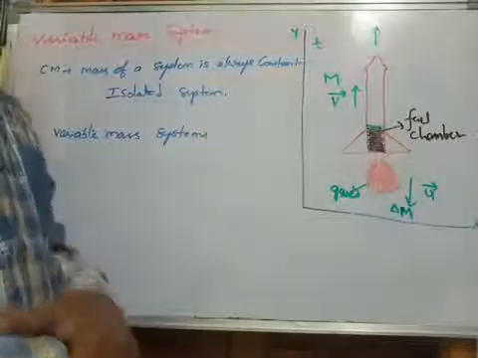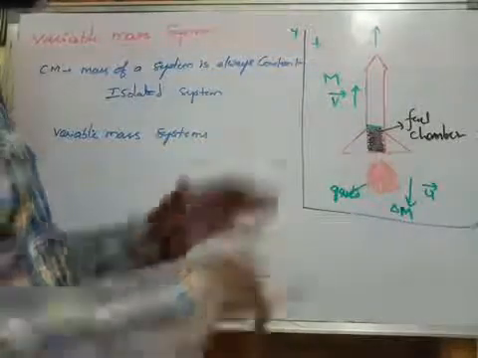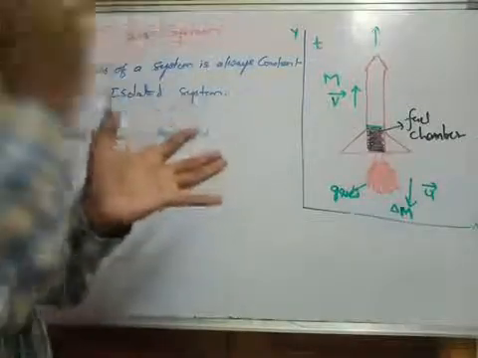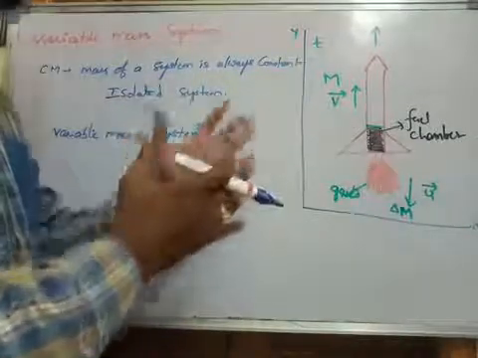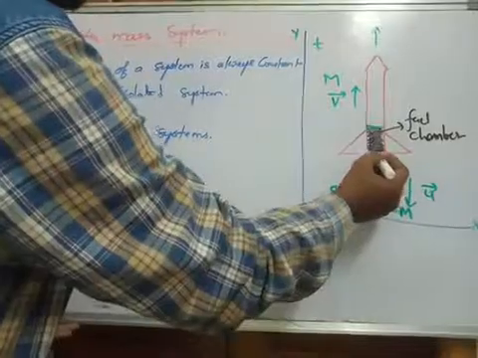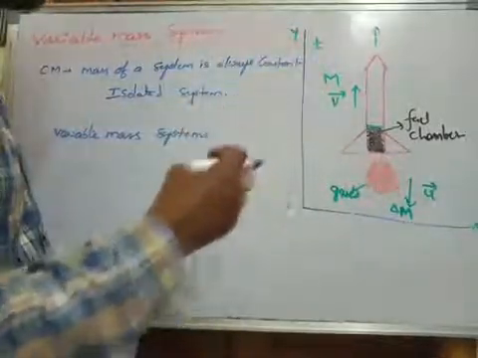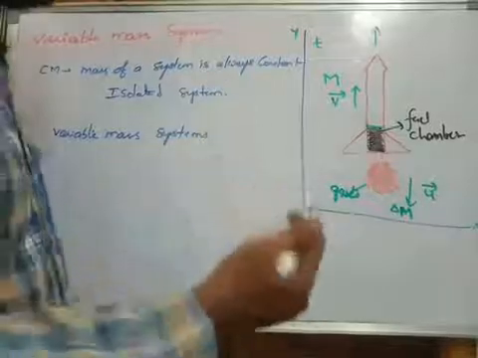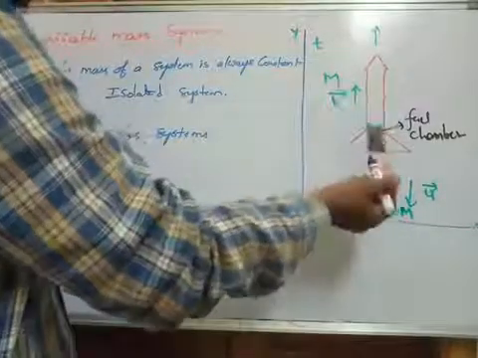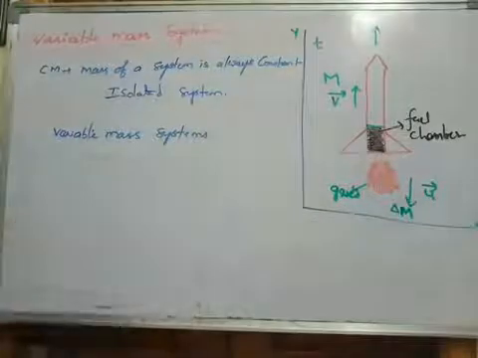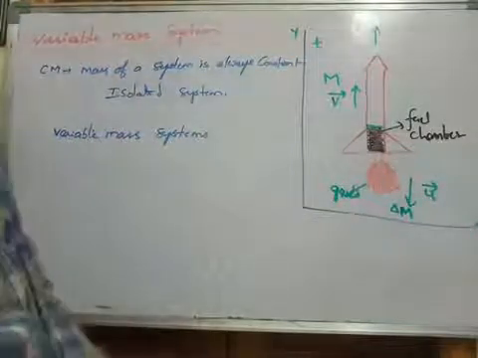So when the fuel burns, what happens? The burning fuel produces combustion gases. The gases come out through the nozzle from here with high pressure. As a result, they impart momentum to the rocket and the rocket moves in the forward direction, right? This is what generally happens in the motion of a rocket.